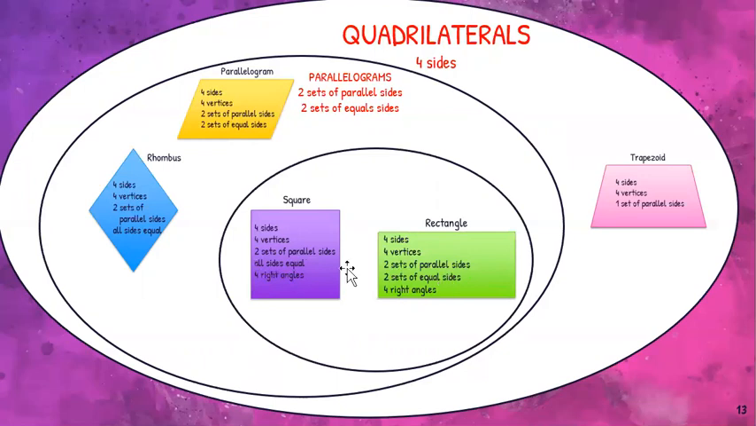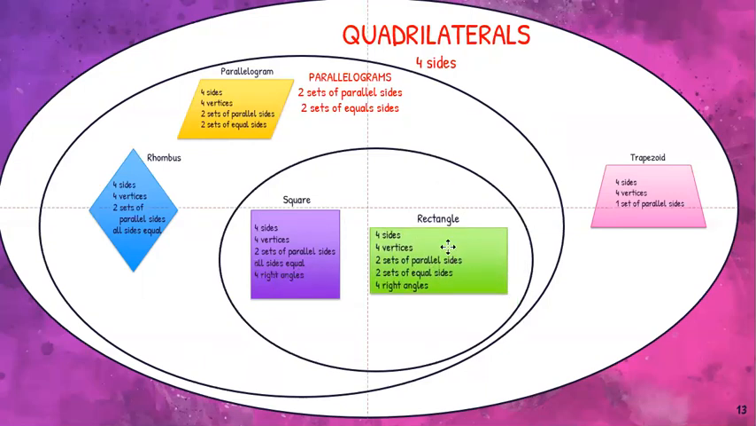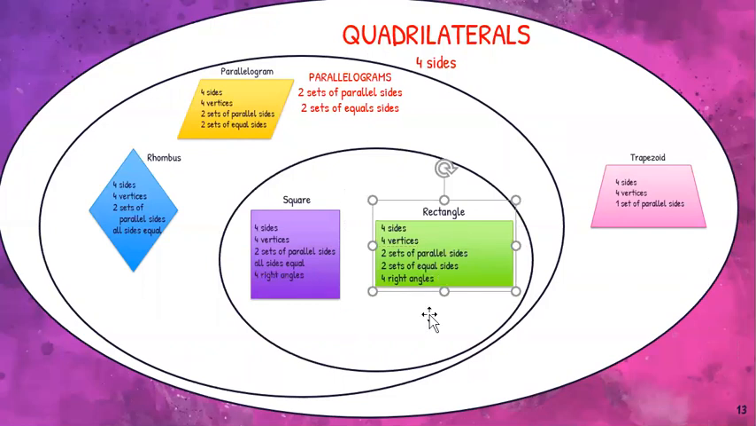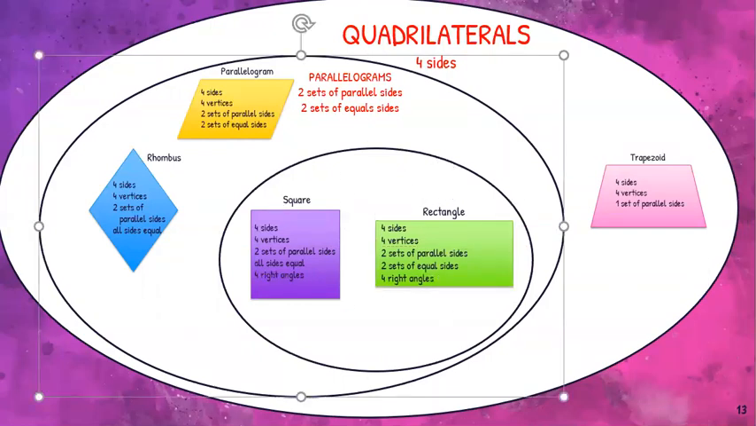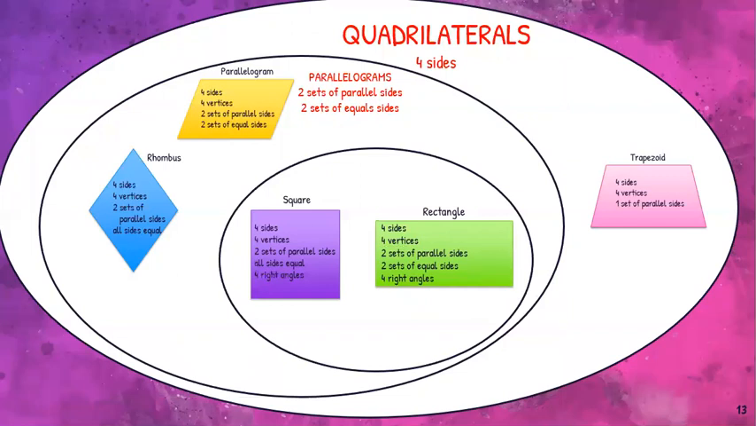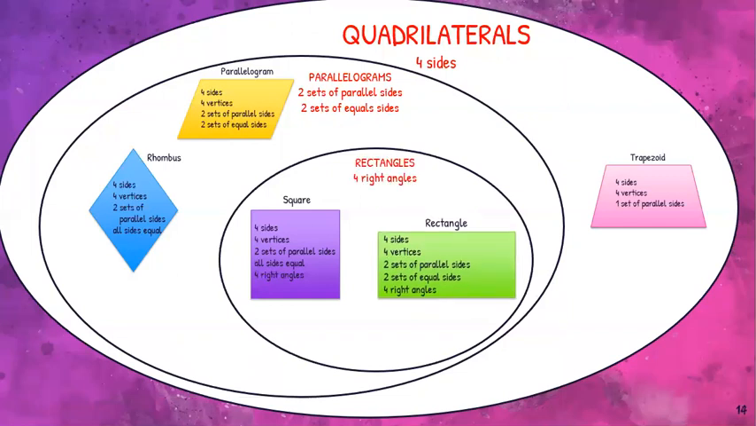So the rectangle does not have the same attributes as the square. The rectangle cannot be called a square. But we did learn just a minute ago that the square can be called a rectangle. So we can call this group the rectangles group, right? Both of these shapes can be called rectangles because they both have the attributes of a rectangle.